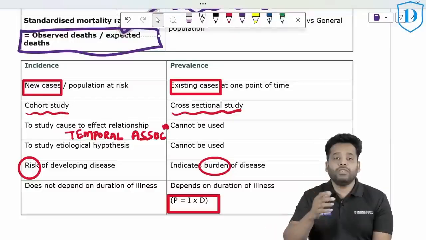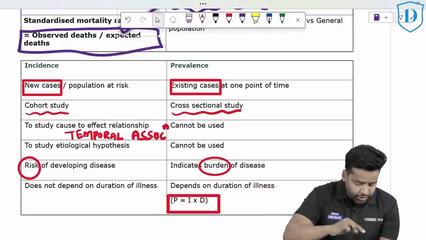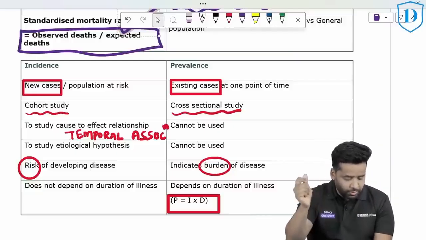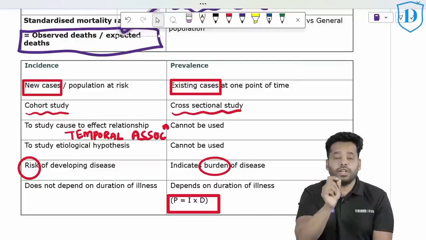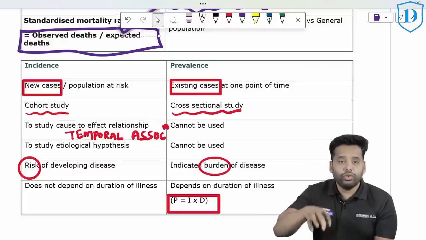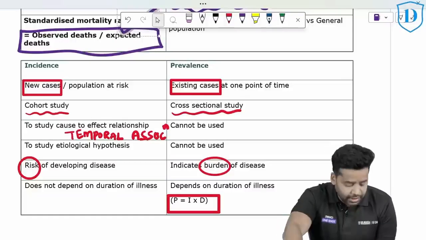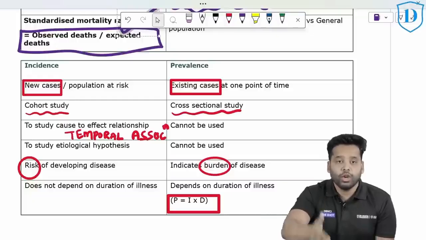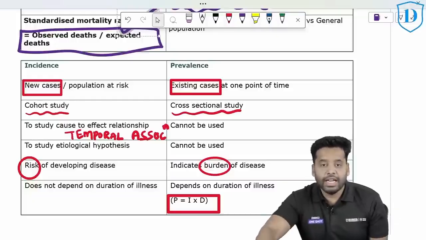What is that study where there is follow-up? Answer in the chat box. Yes, very good. Cohort study. What is cohort? Cohort means we take a population, then we do follow-up. We calculate incidence from cohort studies. What we start with, what we end with.